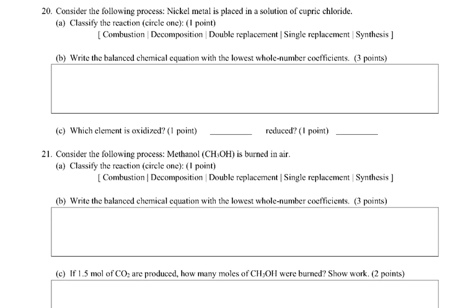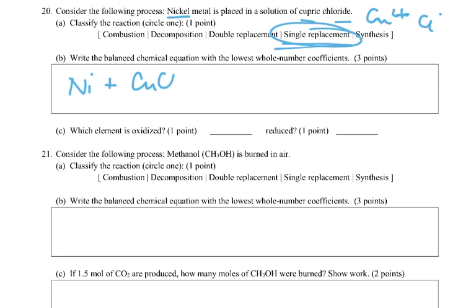Number 20, consider the following process. Nickel metal is placed in a solution of cupric chloride. I have an element and a compound, so that's going to be a single replacement reaction. Now, write the balanced equation. So I have nickel, that's Ni, plus cupric chloride, that's Cu2+, Cl1-, so that's going to be CuCl2. Then I'm going to get a new compound, nickel chloride. I know nickel forms 2+, so NiCl2. And the new element, we're going to get copper metal.